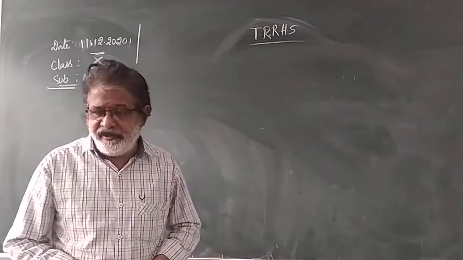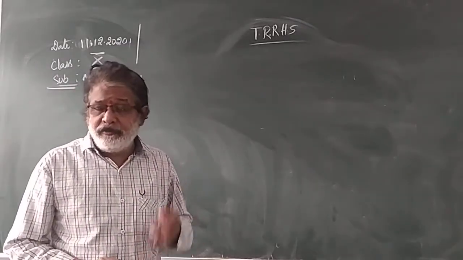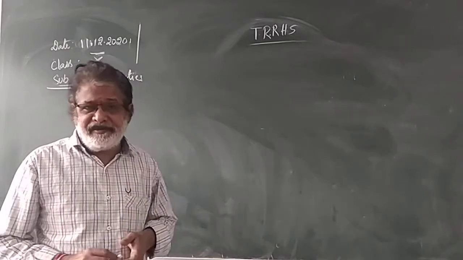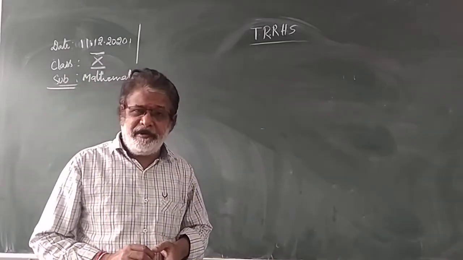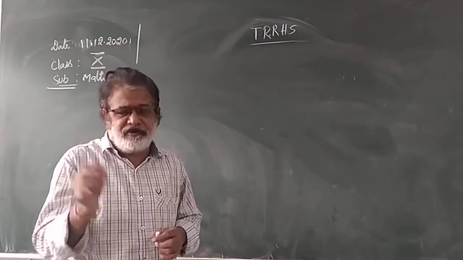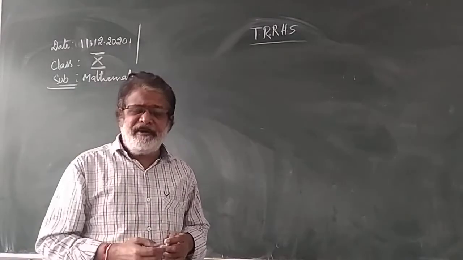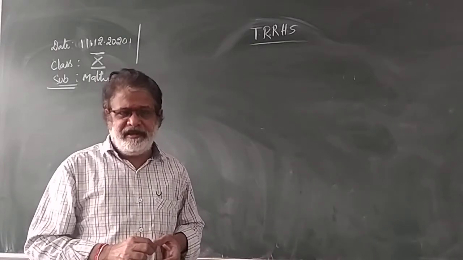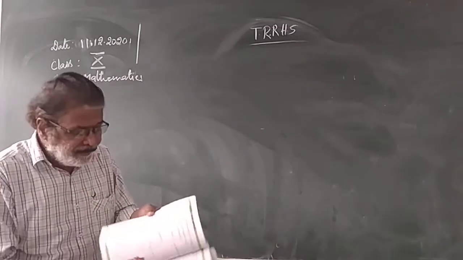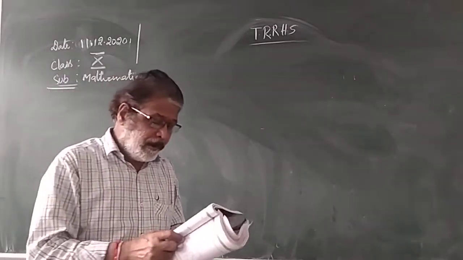In the last class, I explained how to find the roots of the quadratic equation by completing the square. The first method is by factorization. The second method is completing the square, where you have to make it a complete square. I explained that, and let us recall once again one problem on this.